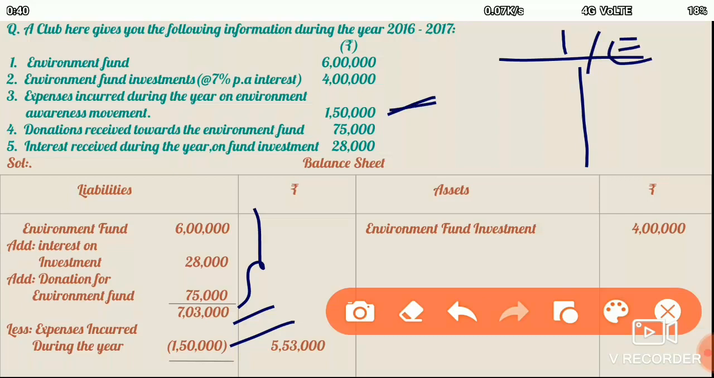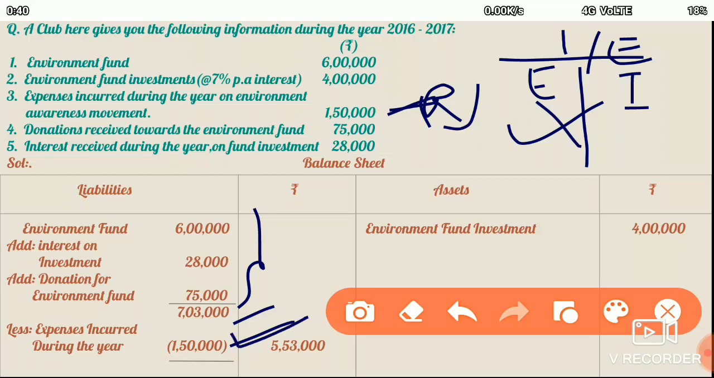Normally this is a revenue nature expenditure. If a fund is not created, then we would have debited the income and expenditure account towards the expenditure side, but since this has a fund, in that case we will not show it towards our expenditure side, but it will be deducted from the fund. And after the deduction, the balance of 5,53,000 will appear as the balance of the environment fund at the end of the year in our balance sheet.